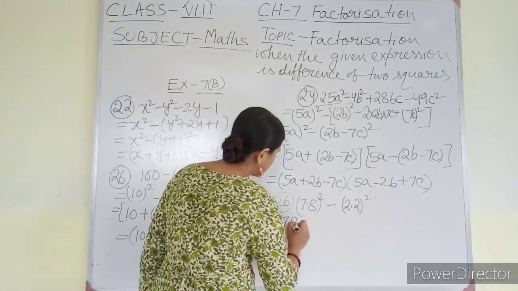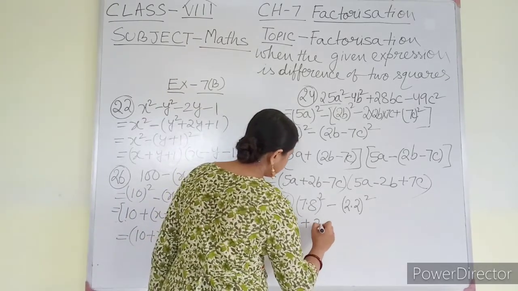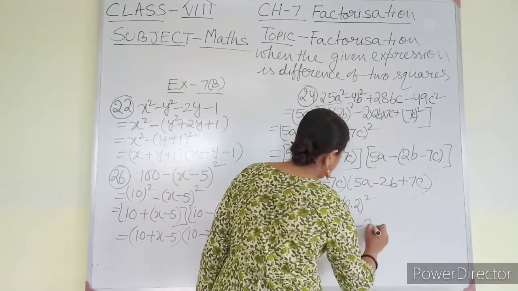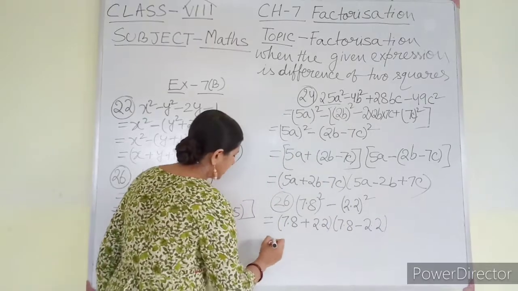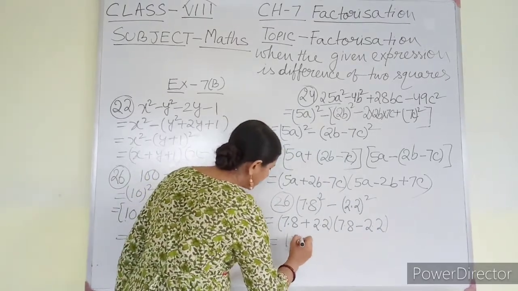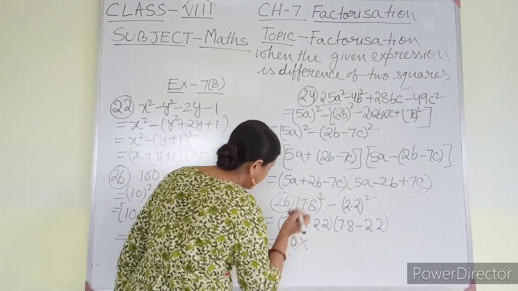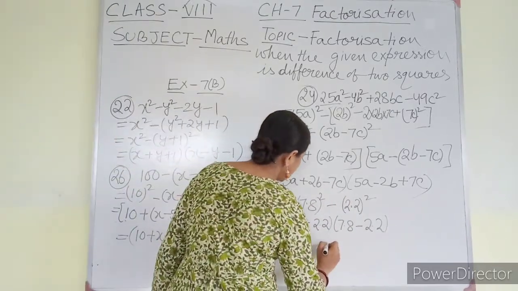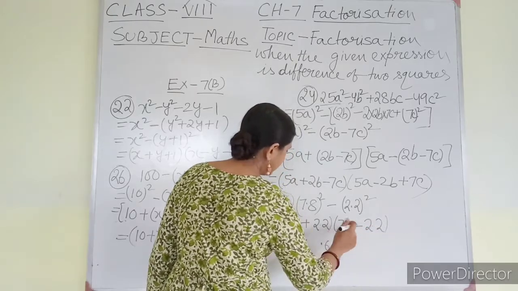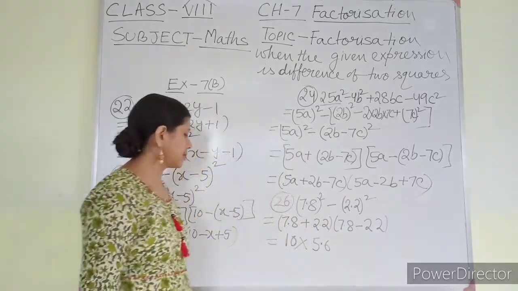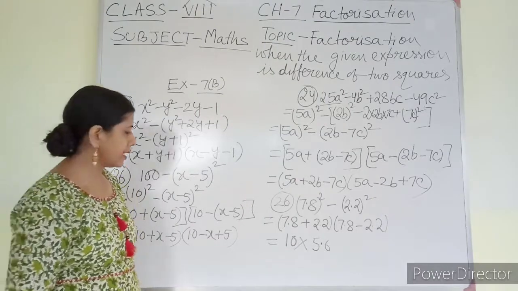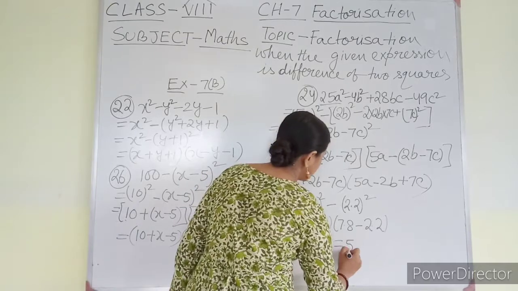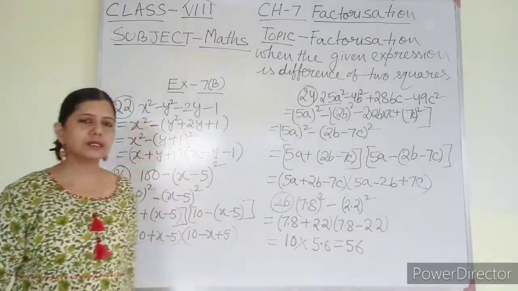So 7.8 plus 2.2 and 7.8 minus 2.2. 7.8 plus 2.2 is 10. Very easy to multiply. And if you subtract, you are going to get 5.6. If you multiply, what will be the answer? The point will come this side. So the answer is 56.